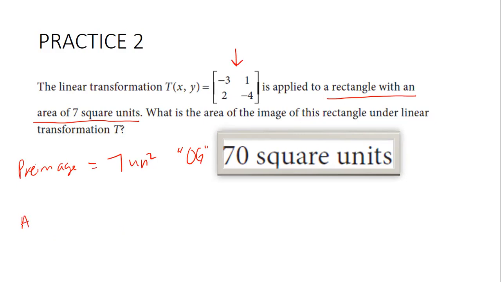To find that area, remember it's going to equal the determinant of your transformation times your original, your pre-image.